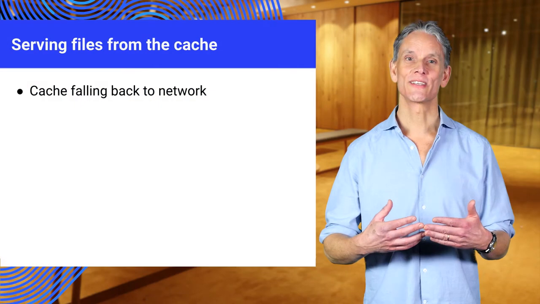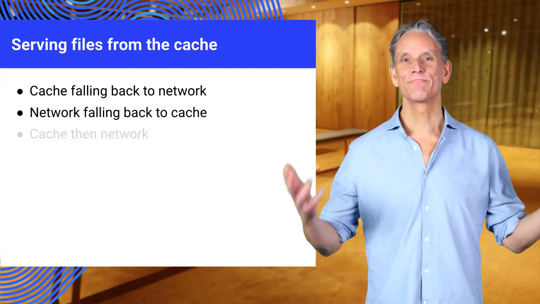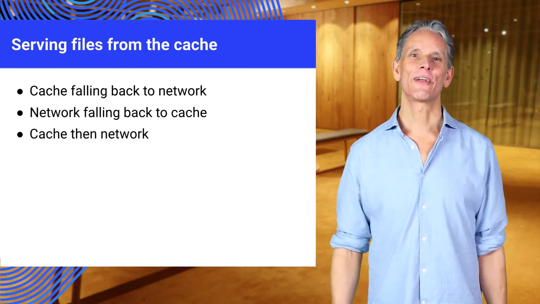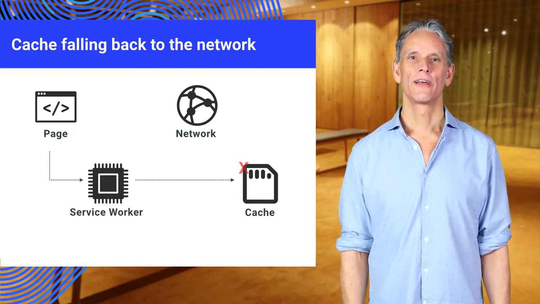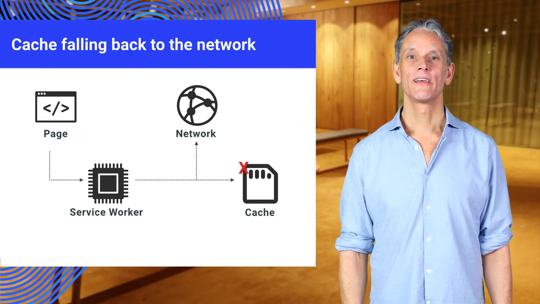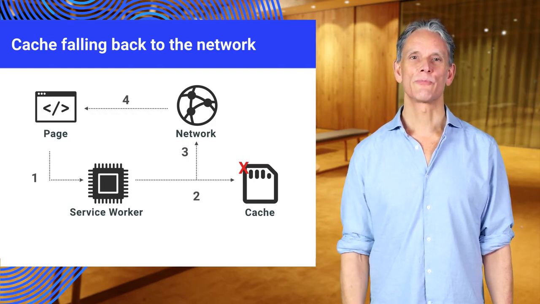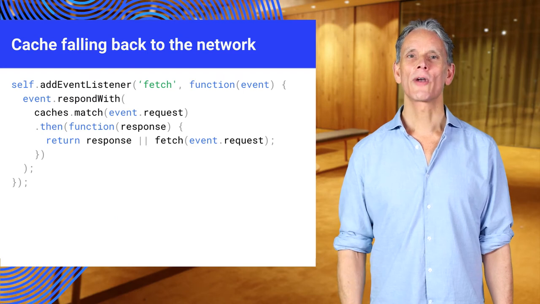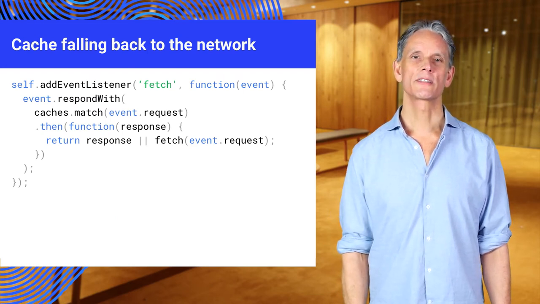There are several approaches: cache falling back to network, network falling back to cache, cache then network, and generic fallback. The request is intercepted by the service worker. We look for a match in the cache, and if that fails, we send the request to the network. We return the response.